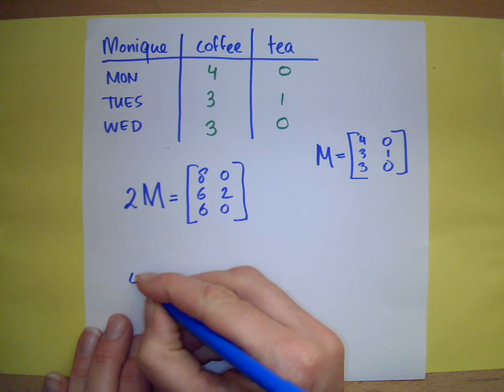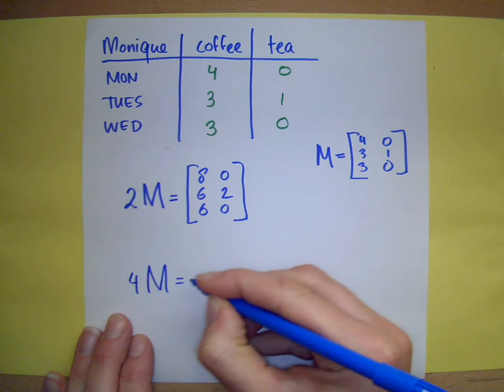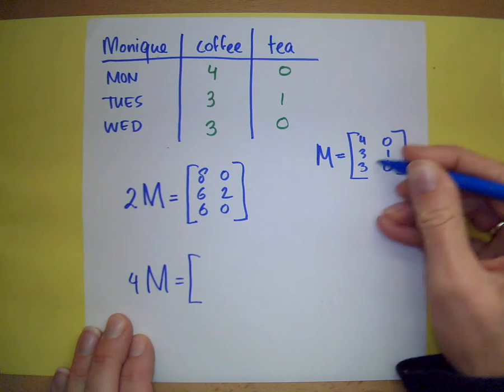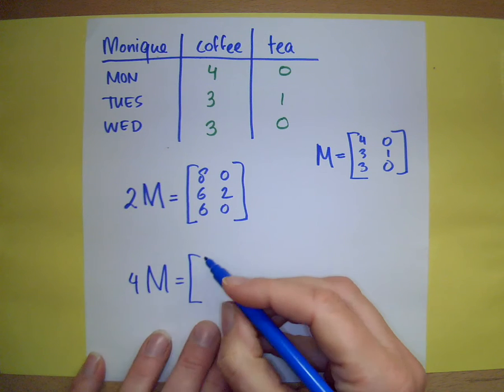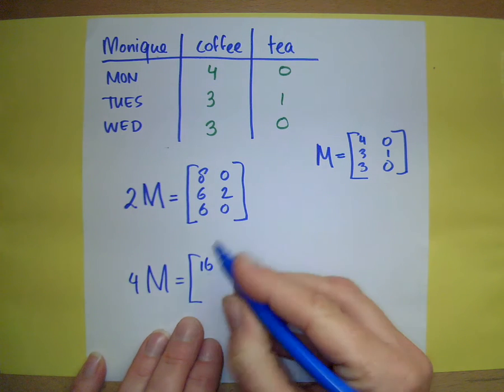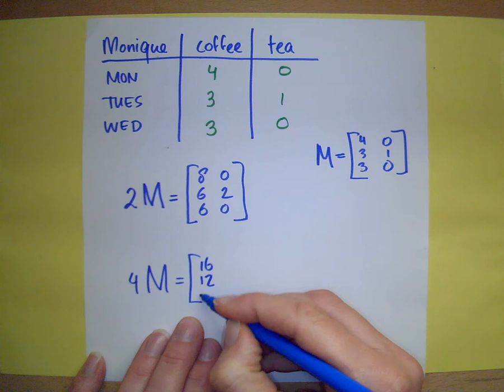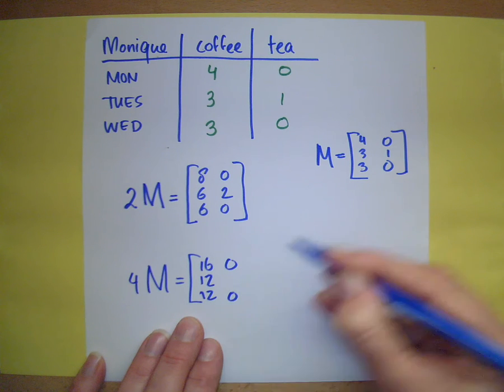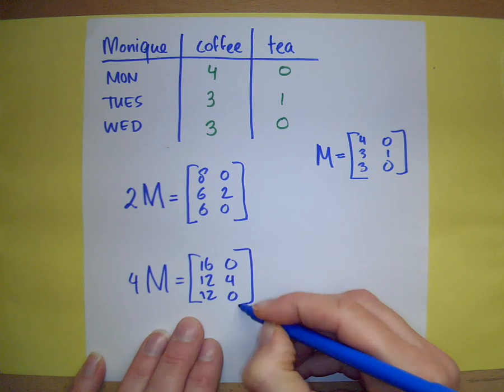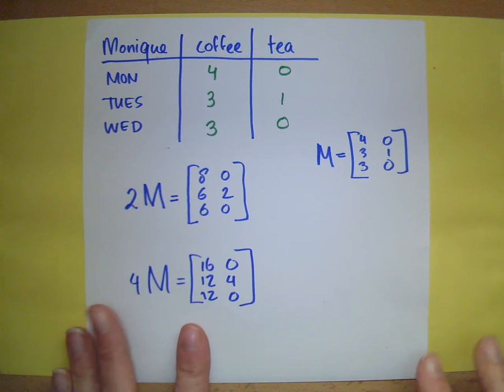You could do that with different numbers. You could say, what if we had 4 people that drink just like Monique? And we would multiply each of these numbers in the matrix by 4. 4 times 4 is 16, 4 times 3 is 12, here 12, zeros are still 0, and a 4 here, right? Pretty simple. That's multiplying a matrix by a number.